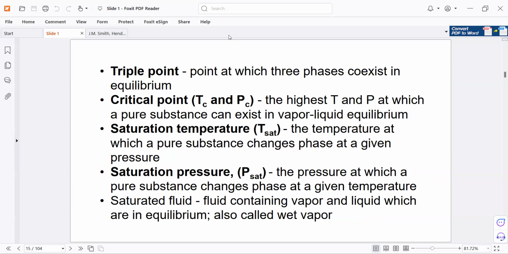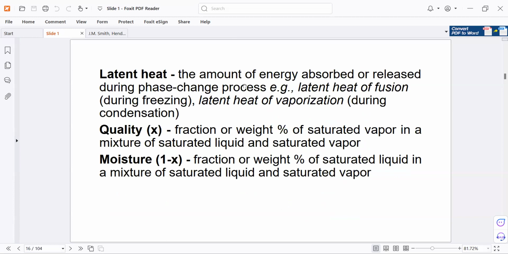And we also call that wet vapor. Another definition: latent heat, the amount of energy absorbed or released during the phase change. Latent heat of fusion is during freezing, and latent heat of vaporization is during condensation.